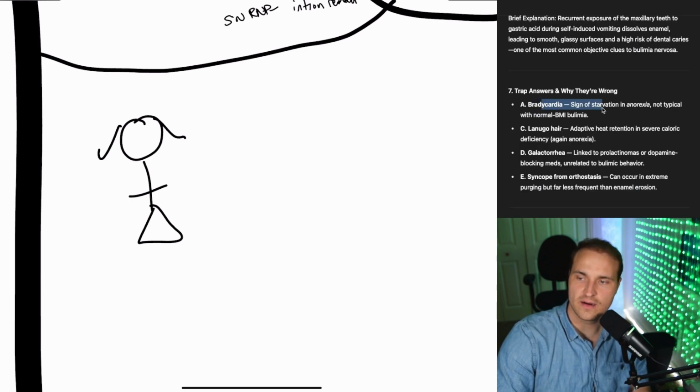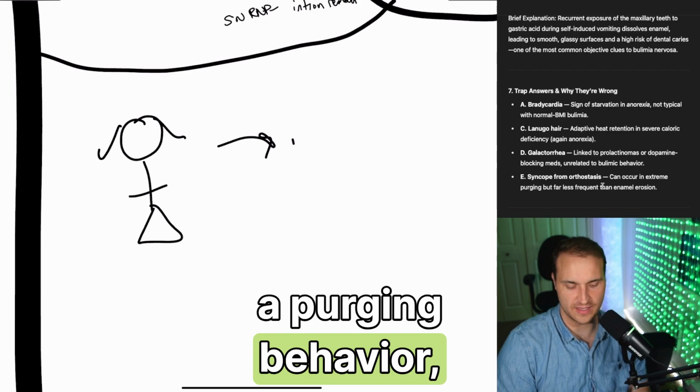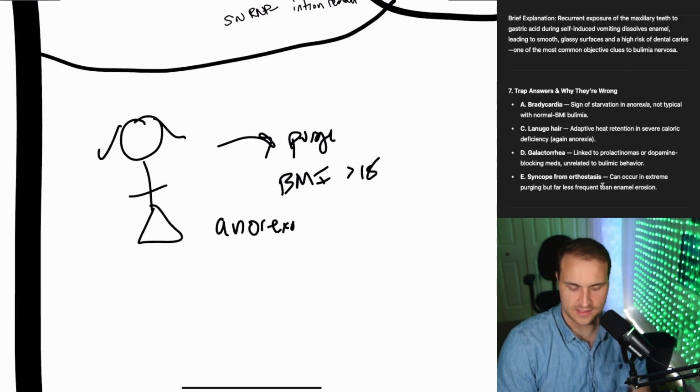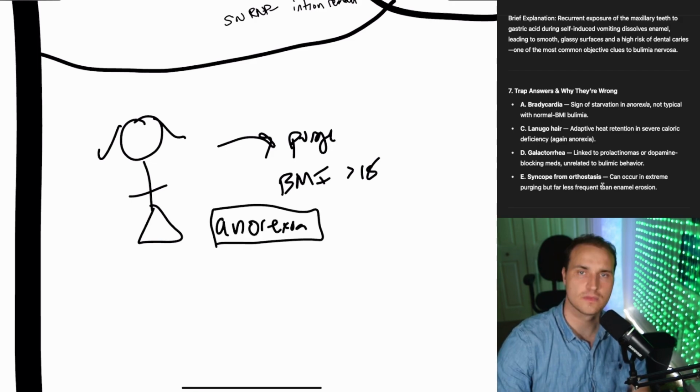Why they're wrong: bradycardia, that'd be seen in that other condition. Lanugo, again, same one. Galactorrhea, linked to prolactinomas. Syncope, extreme, but less likely than your enamel loss. That's the first kind of progression here. Okay, so if there's purging behavior, we have to watch out for it, and also the BMI above 18 differentiates it from this condition, which I can't say out loud because YouTube doesn't like it. Doesn't want me to say it out loud.